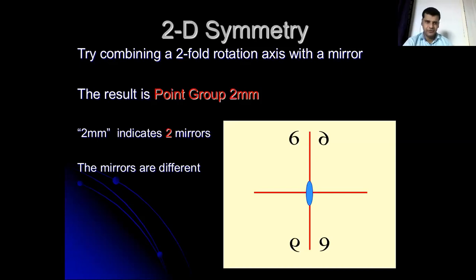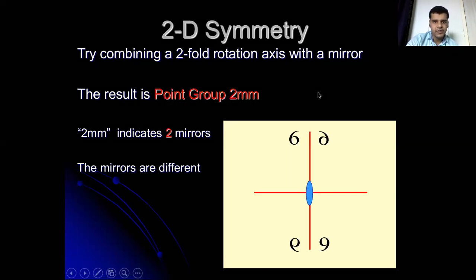If we go through 2D symmetry, try combining a two-fold rotation axis with a mirror. The result is point group 2mm. 2mm indicates two mirror images, and here the mirrors are different. For example, the mirror image of a 6 is similar to a 9.